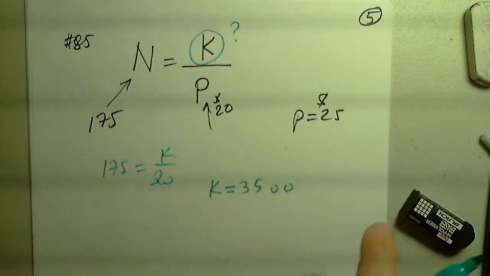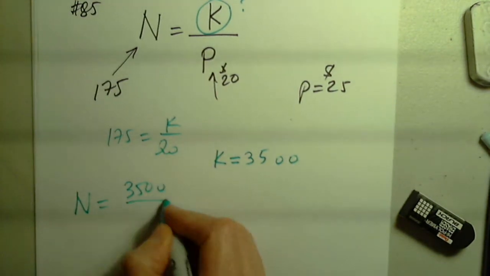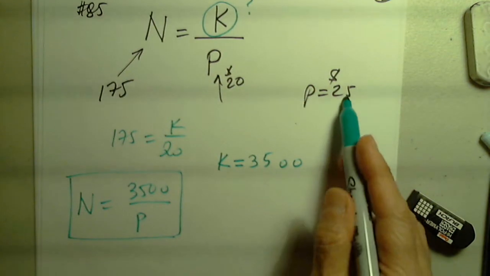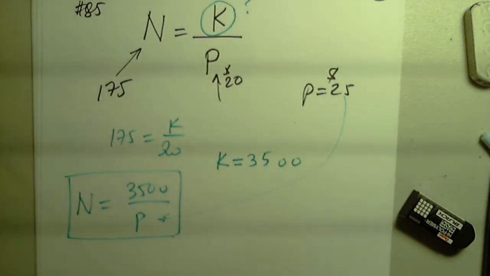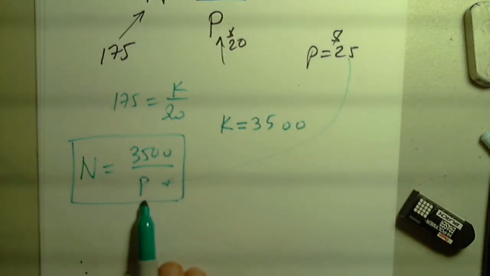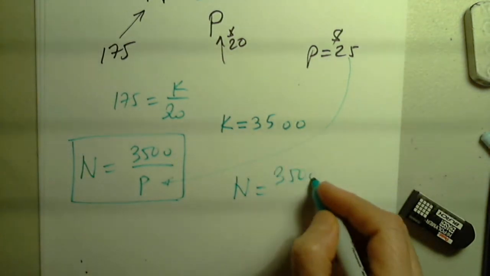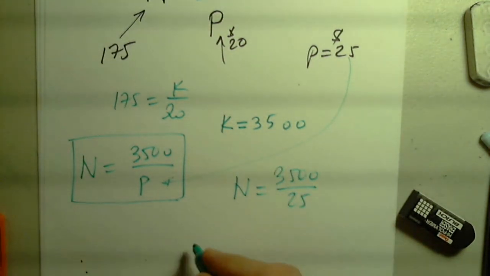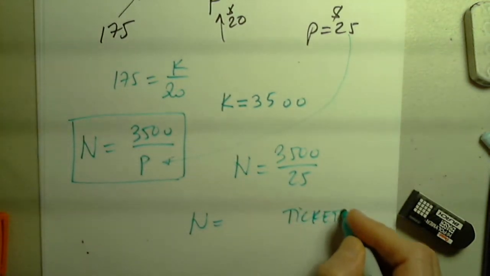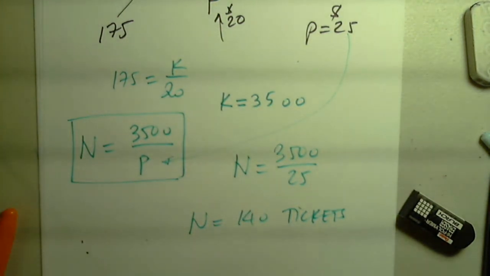I'd rather calculate. Okay, so then the equation is N equals 3,500 divided by P. This is the equation that will enable us to determine the number of tickets we can sell if the price goes from 20 to 25. So can anyone give us the number? Which is 3,500 divided by 25. How many tickets? 140. Thank you very much. I trust you.